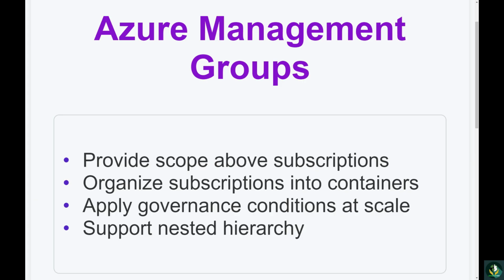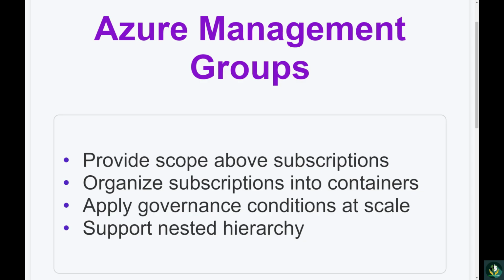Hierarchical organization. Management groups sit above subscriptions in the Azure hierarchy. They can be nested, allowing for a multi-level organizational structure. At the top of the hierarchy is the root management group, which is automatically created. Subscription management. Subscriptions are organized into containers called management groups. A single management group can contain multiple subscriptions. Subscriptions can only belong to one management group at a time.